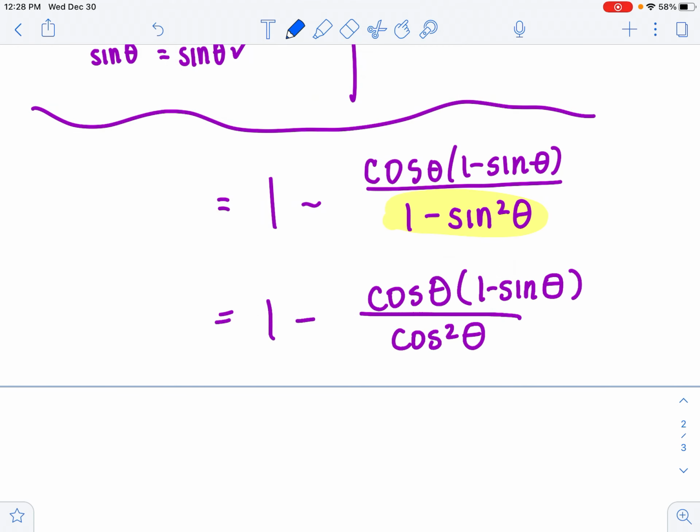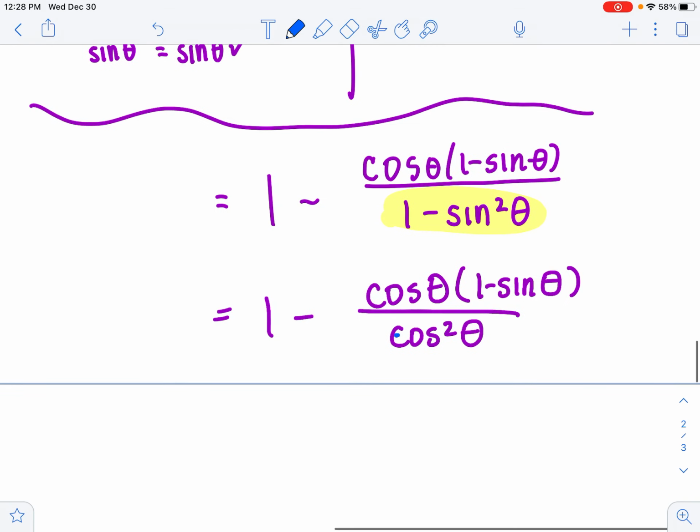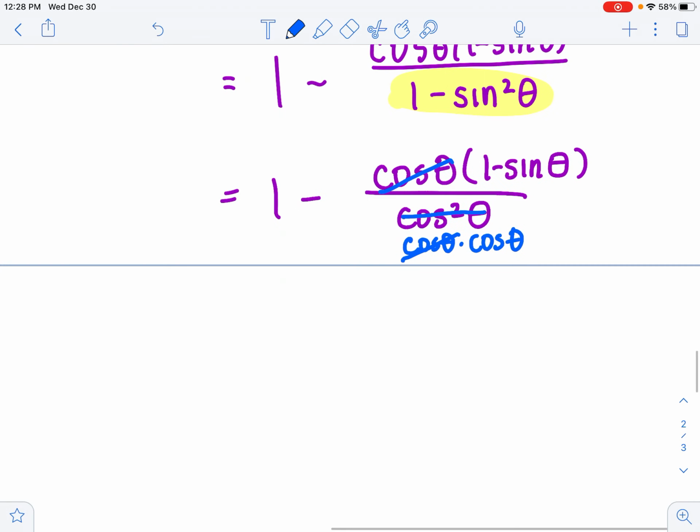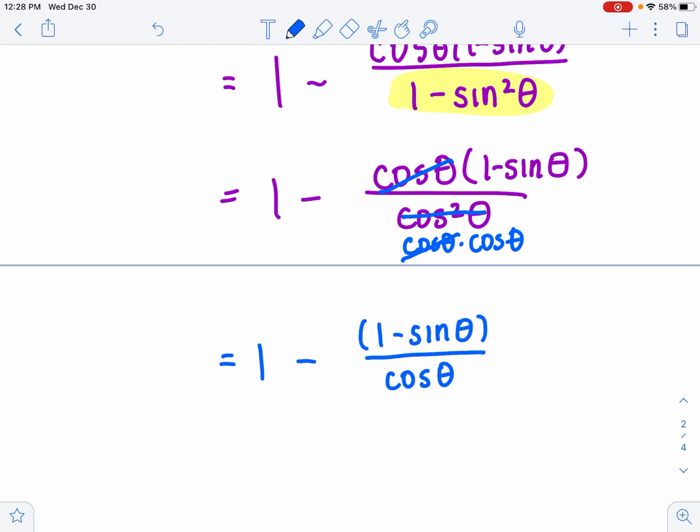Now, you do have a common factor from numerator to denominator, and that's cosine. Because we want to realize that this right here is the same thing as cosine of theta times cosine of theta. So one of these cosines cancels with one of these cosines. Okay? So now, you have 1 minus sine of theta over cosine of theta.